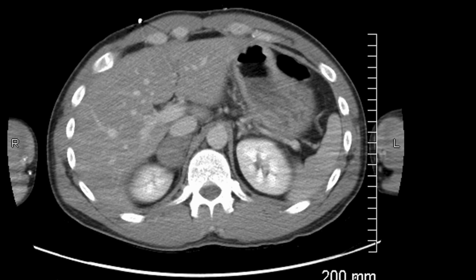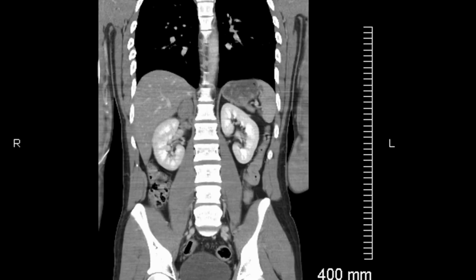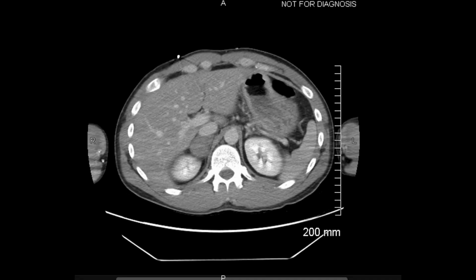So here's image 1 of 2. Here's image 2 of 2. Okay, going back to the first image.